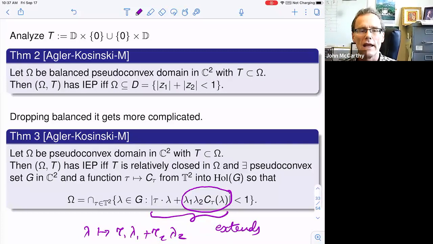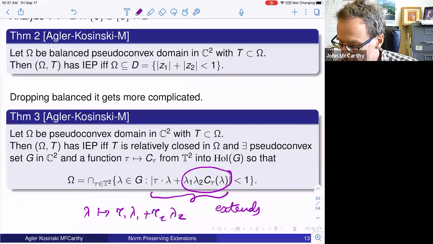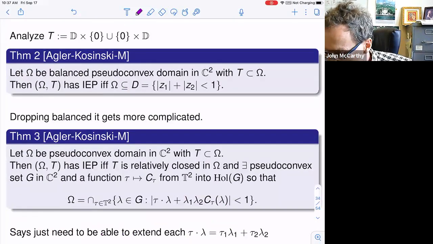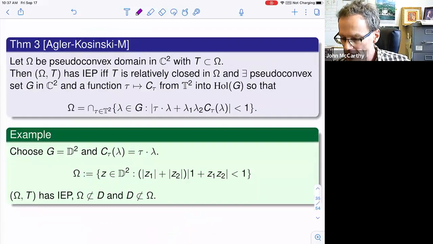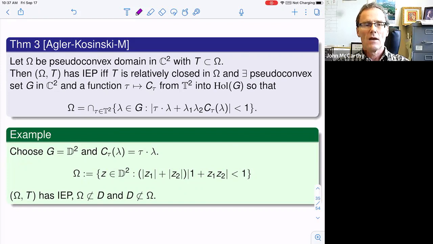So the content of the theorem really is if I can extend all these linear functions without increasing their norm, then I can extend everything. Yeah, that's what I just wrote here. As long as I can extend the linear functions, then I can extend everything. But with that in hand, you can show that there are sets omega such that the pair omega T has the isometric extension property, but omega is neither contained in the diamond nor is the diamond contained in omega.